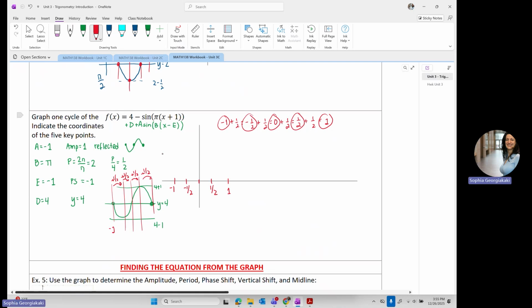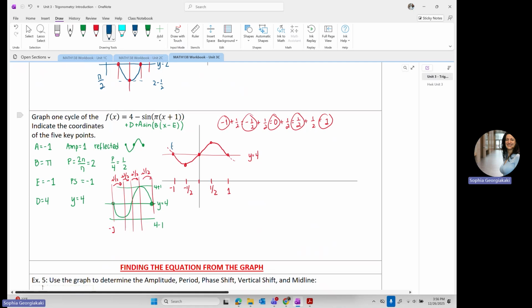The horizontal midline is y equal to 4. I will start at the midline. I will go down. I will go back to the midline. I will go up, and I will go back to the midline. So this will be my cycle. And again, remember, it continues. I'm just not graphing it for my test. And I need those coordinates.